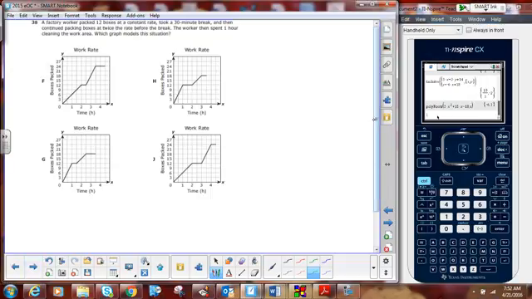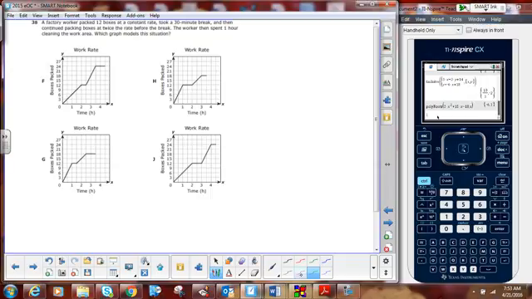Now, let's see this question. A factory worker packed 12 boxes at a constant rate, took a 30-minute break, and then continued packing boxes at twice the rate before the break. The worker then spent 1 hour cleaning the area. Which graph models this situation?